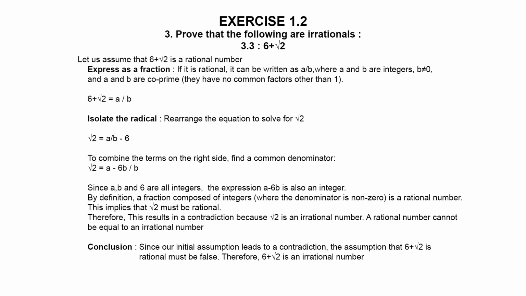Therefore, this results in a contradiction because √2 is an irrational number. A rational number cannot be equal to an irrational number. Conclusion: since our initial assumption leads to a contradiction, the assumption that 6 + √2 is rational must be false. Therefore, 6 + √2 is an irrational number.